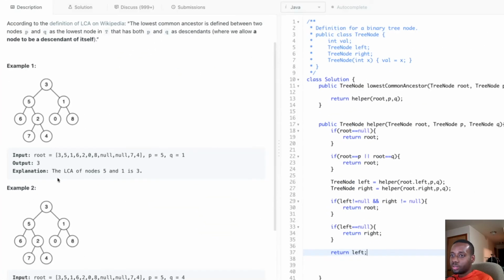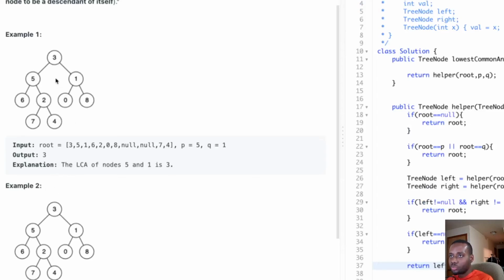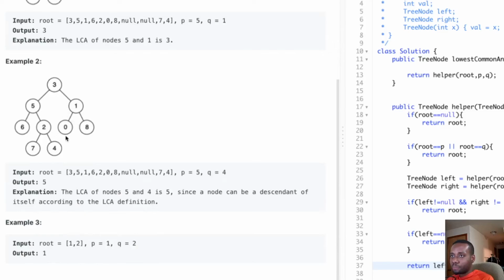So this is the case where we find 5 and 4. 5 returned. 3 got an answer from the left side, but 3 did not get an answer from the right side, because there's no P or Q on the right side. So 3 only got a call from the left side. So we check: are they both not null? That's not true. Now we check if the left is null, then we return the right. If it isn't going there, then we return the left side. We just bring the answer up the call stack. So now 3 is going to return 5 to us, because it got an answer from 5 and it wasn't null.